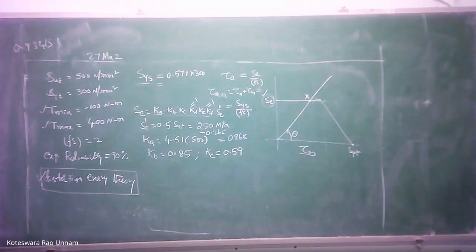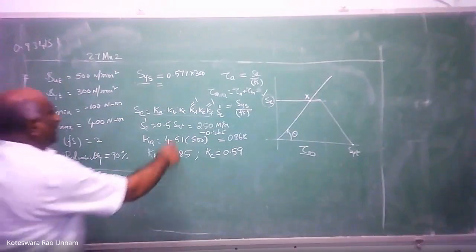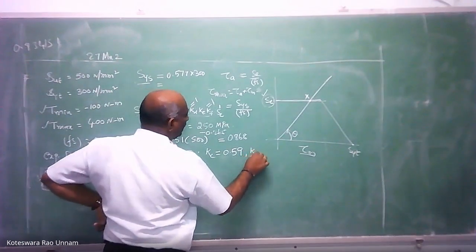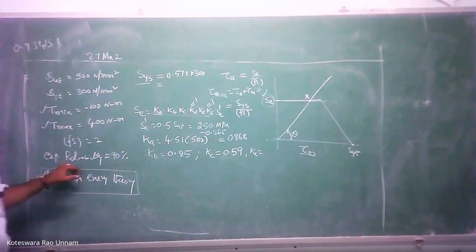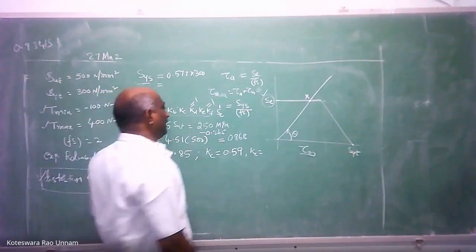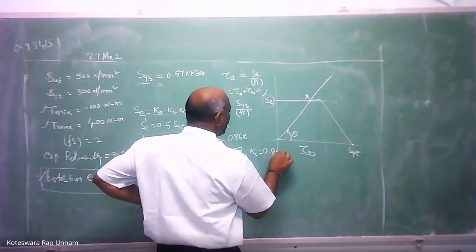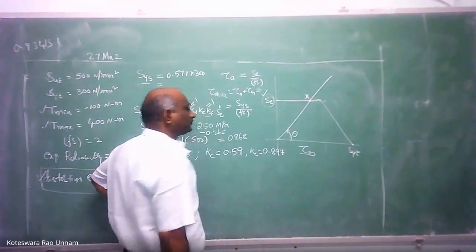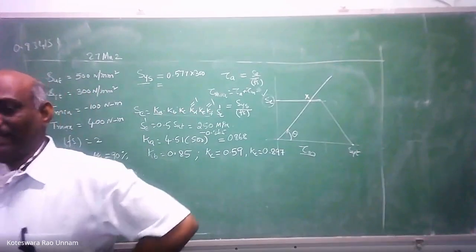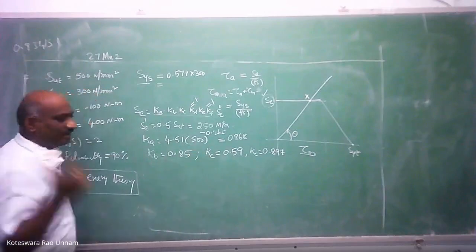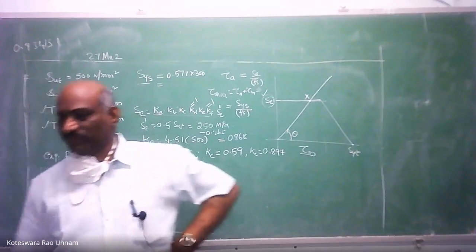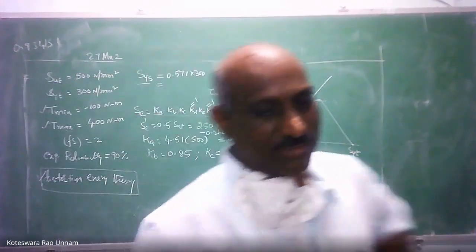Then, like already told, Kd is 1, Kf is 1, and what about Ke? The expected reliability is 90%. For 90% expected reliability, Ke is 0.897. All these things you have to pick from the data book only. Or else, if the data is not there in the data book, you need to remember the values. There is no other way of solving the problem.